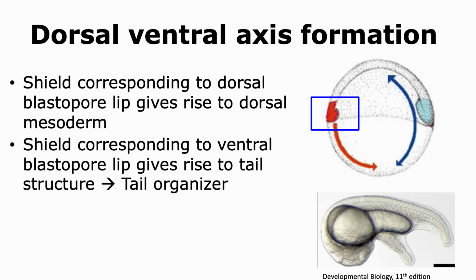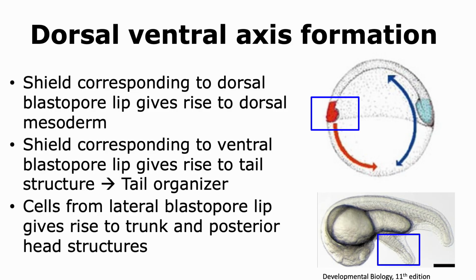as a tail organizer. So this tail organizer in the figure is shown in the blue box as the red structure. If that red structure, which is on the ventral side of the shield, is transplanted into an embryo and we allow the embryo to develop, what we observe is we can actually see the formation of a tail structure where this specific part of the donor was transplanted. Thus, the ventral blastopore lip or the ventral part of the shield is the tail organizer.